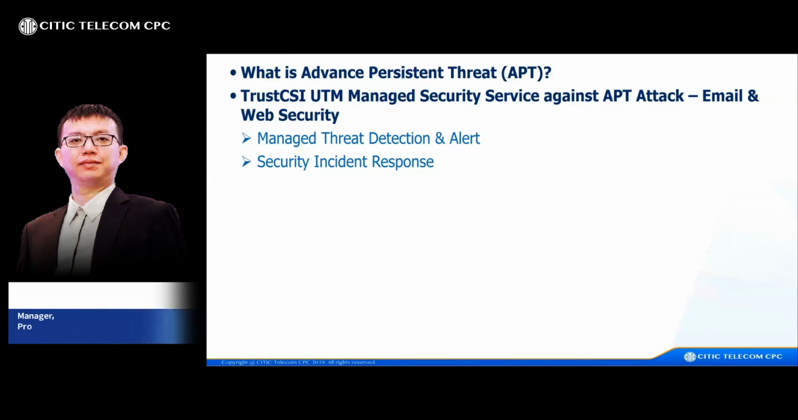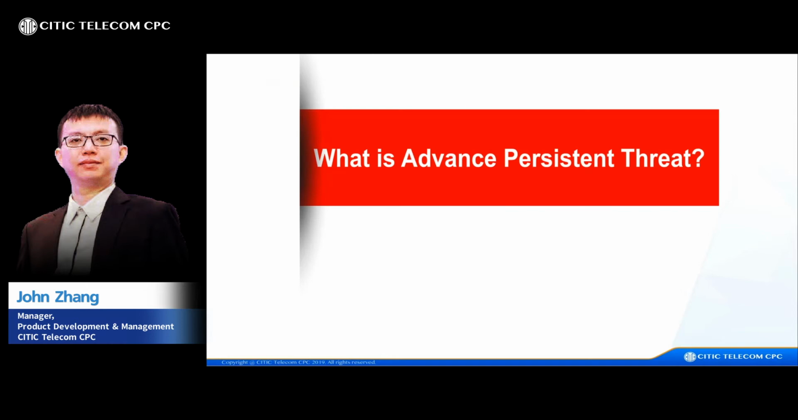The first, I would like to recap the basic concept of APT, why it's difficult to detect and prevent. And the second part is how our CITIC Telecom CPCs make security service solution on top of Fortinet's product, and what is our value-added service on top of the product. And first, let us recap the basic concept of APT.